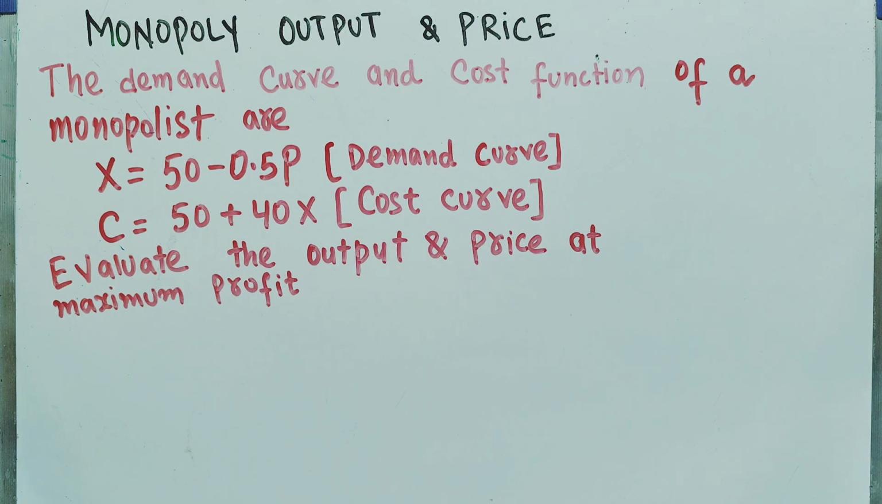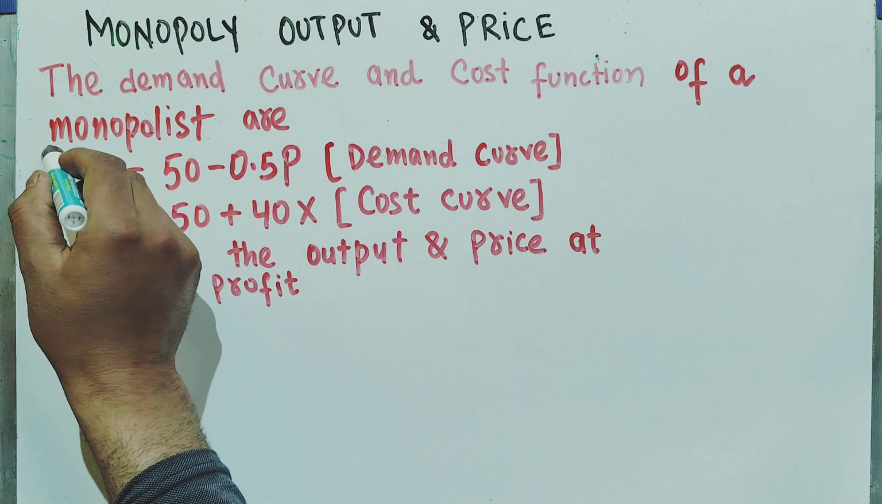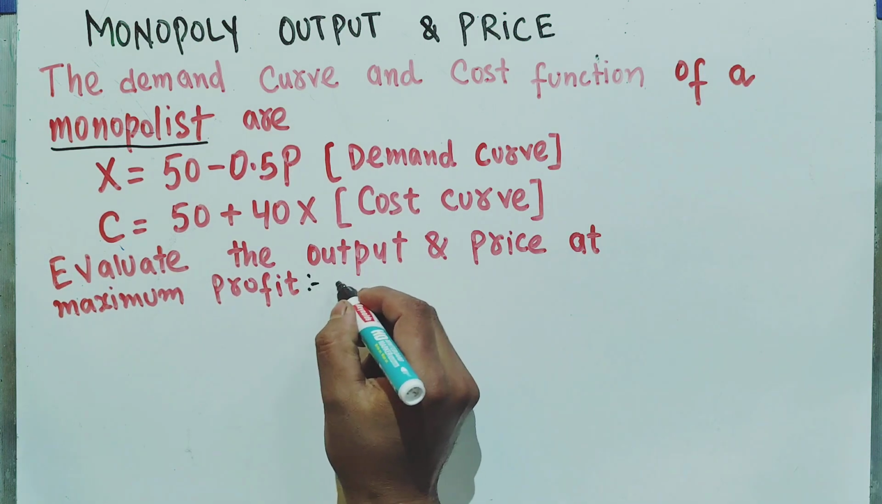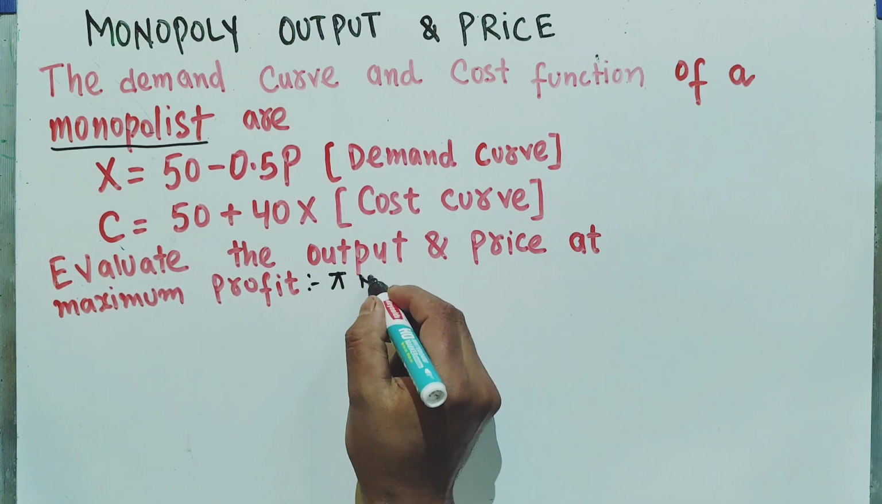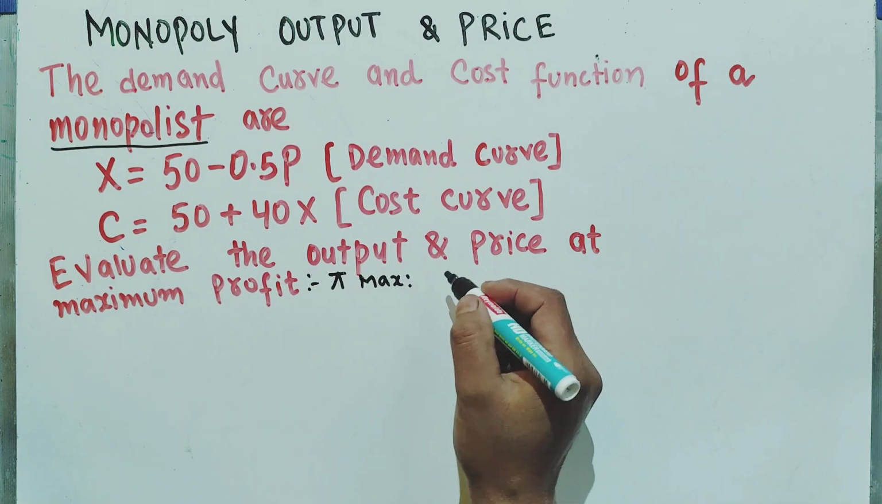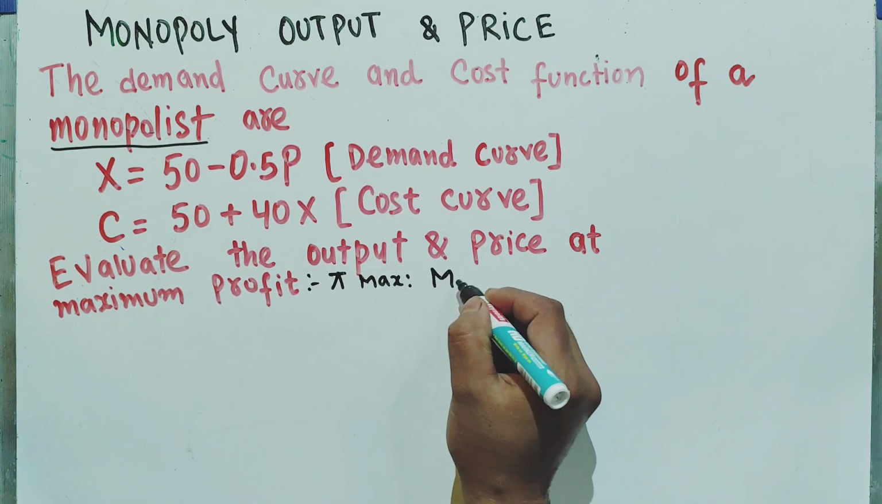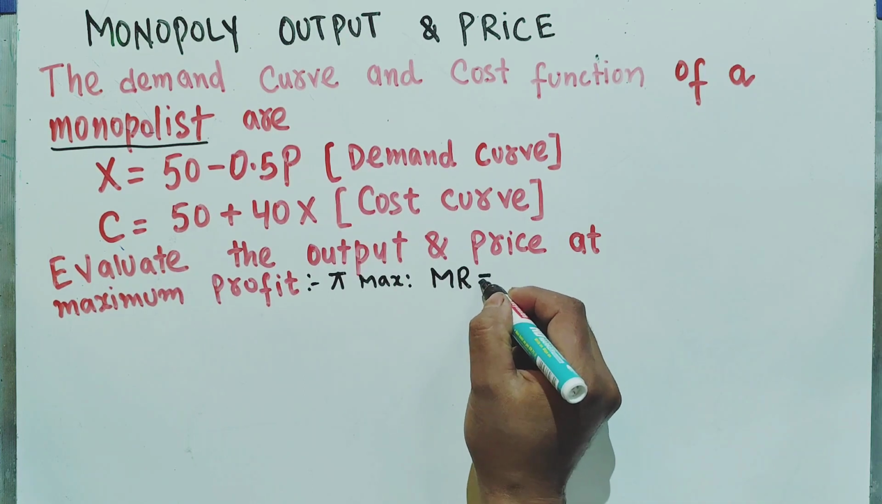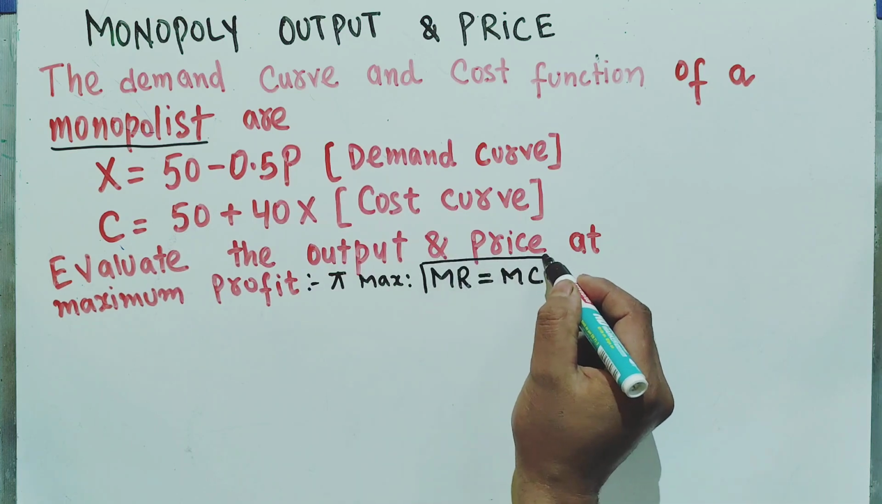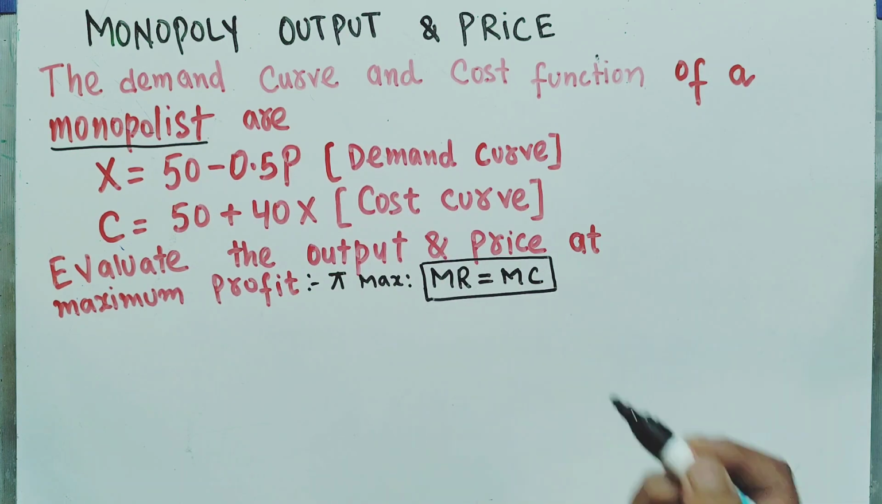We have to evaluate the output and price at the maximum profit. That means we want to find out the profit maximizing output and price. Since we have a monopolist, profit maximization requires that this monopolist equates the marginal revenue with the marginal cost. This is the profit maximizing condition in case of monopoly.